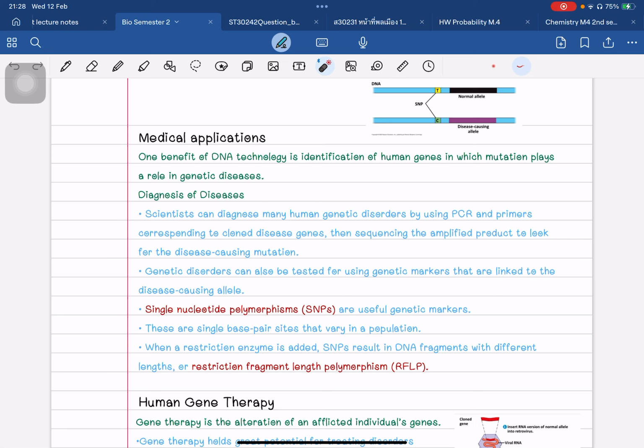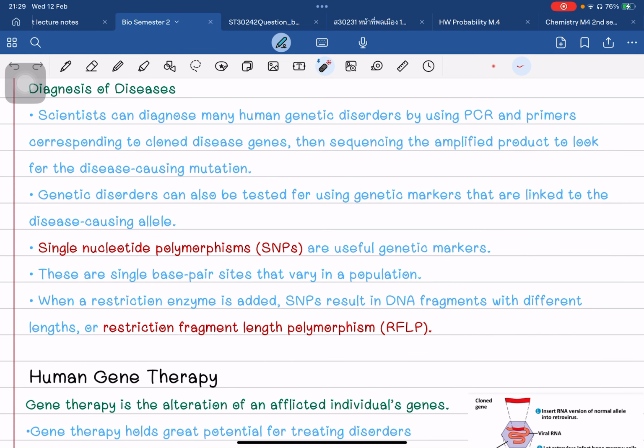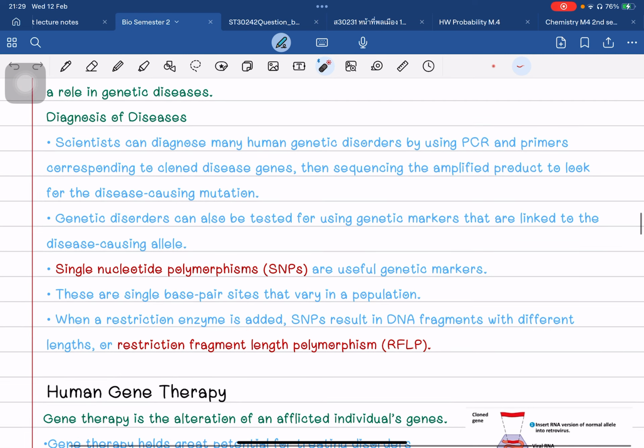Genetic disorders can also be tested by using genetic markers that are linked to the disease-causing alleles. Single nucleotide polymorphisms, or SNPs, are used as genetic markers. When a restriction enzyme is added, the SNPs result in DNA fragments with different lengths, or restriction fragment length polymorphisms, or RFLPs.